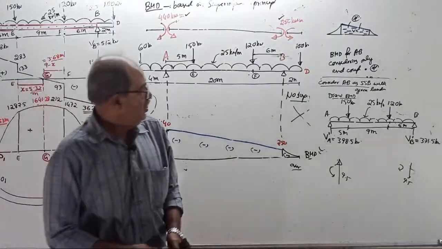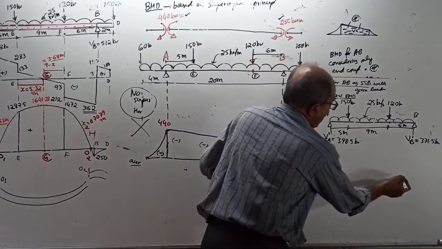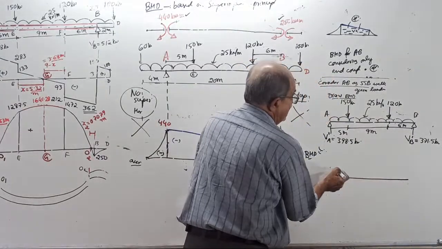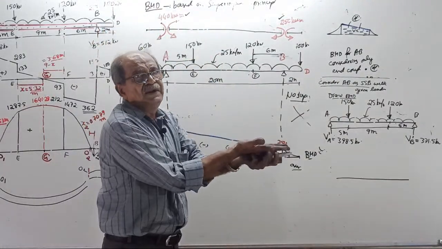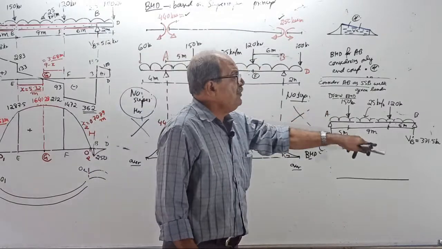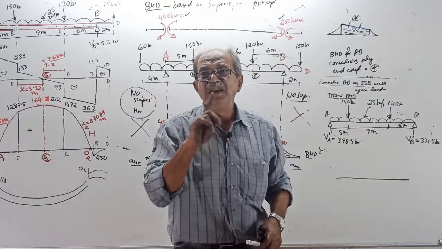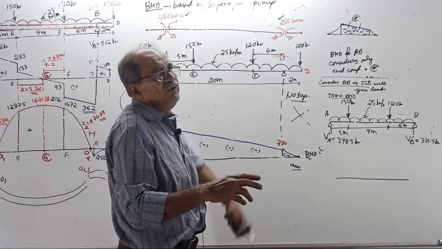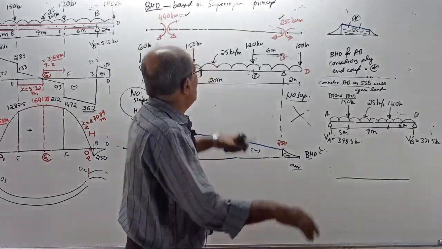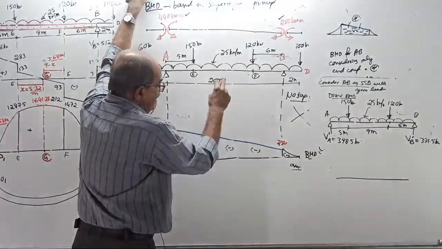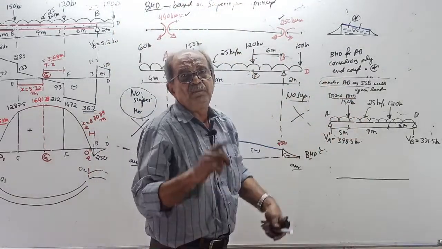Now draw the BMD. See, when you draw BMD due to end couple, negative, you plot on the upper side. When you draw BMD for simple support beam, positive, plot on the upper side. Usually we draw negative below and positive above, but when you go for superimposing, for end moment, when you draw BMD, negative on the upper side. When you draw for simple support beam with loading, positive on the upper side.